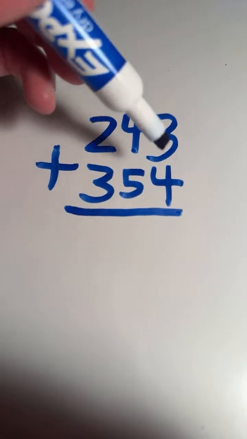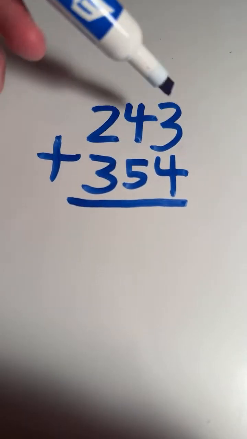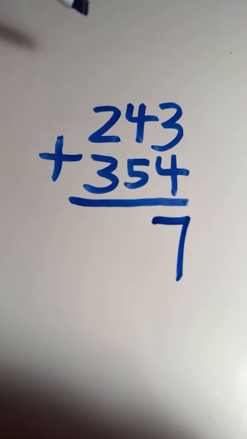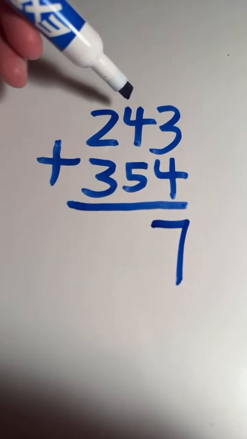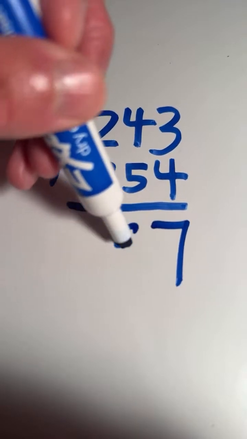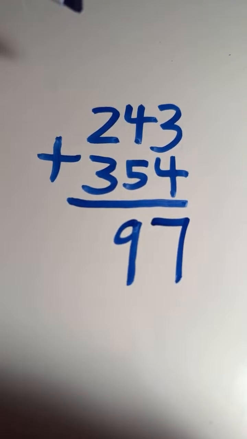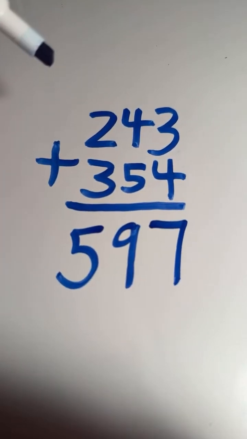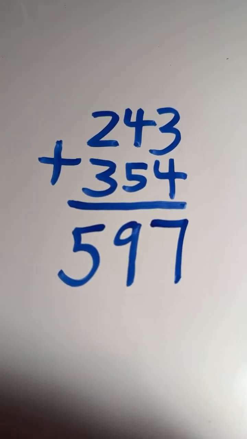So starting in the ones place, we're going to add 4 plus 3, or 3's on top, so 3 plus 4. 3 plus 4 equals 7. Now we do not need to regroup because our sum is less than 10. We only regroup when our sum is 10 or more. So 4 plus 5 equals 9. 9 in the tens place. Again, regrouping is not needed. 2 plus 3 equals 5. And we have our answer, 243 plus 354 equals 597.